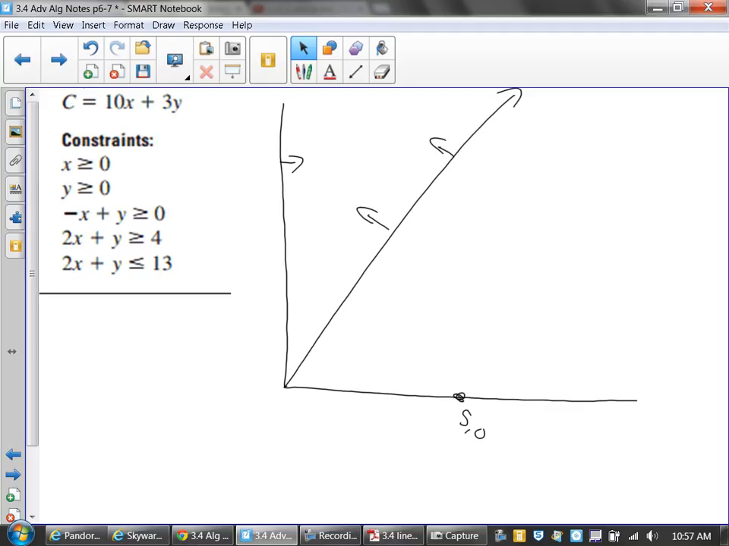X-intercept of 2, y-intercept of 4. They intersect right here. Is 0 plus 0 greater than 4? No. So it's going outward. So I'm still in this wedged area. And then x-intercept of 6.5 and y-intercept of 13.